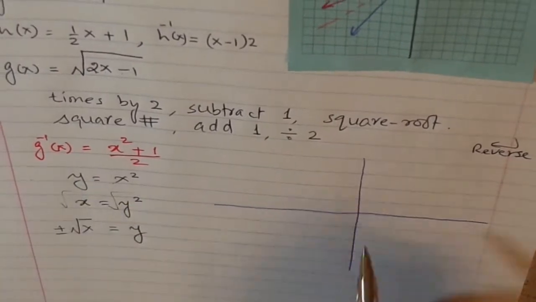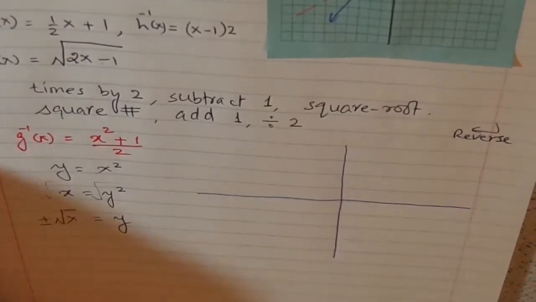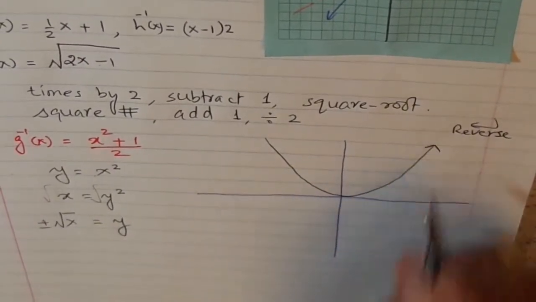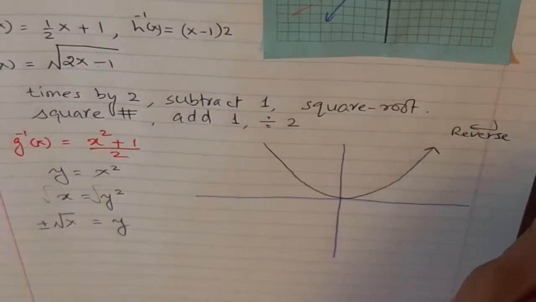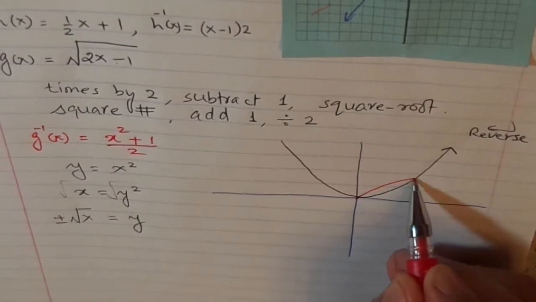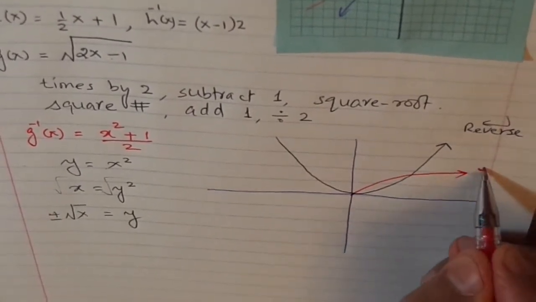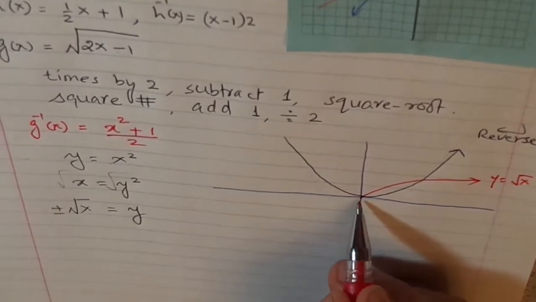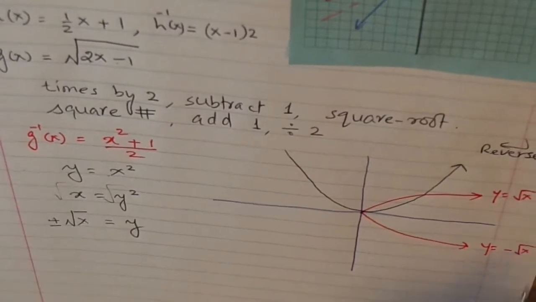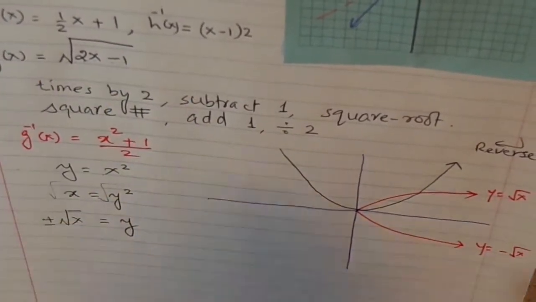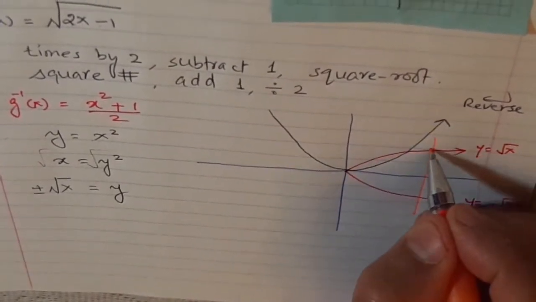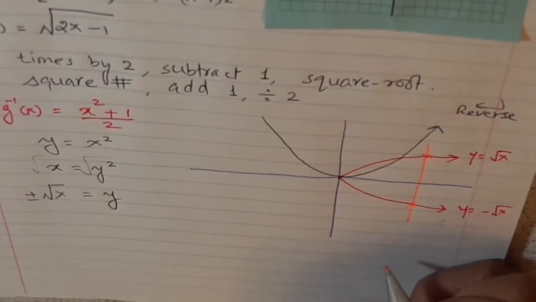Let's graph it. y equals x squared is a graph which looks like this. Now its inverse, as you have seen, is plus square root x and minus square root x. So plus square root x will be something like this. This is y equals square root x. And minus square root x will be like this, y equals minus square root x. Now you can see that this inverse of this function is not a function because it fails the vertical line test.